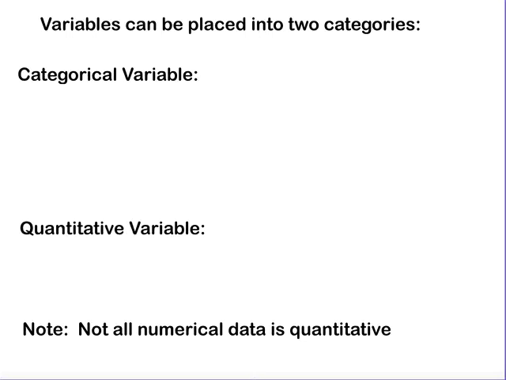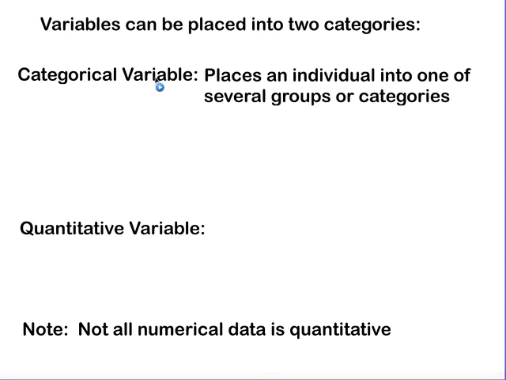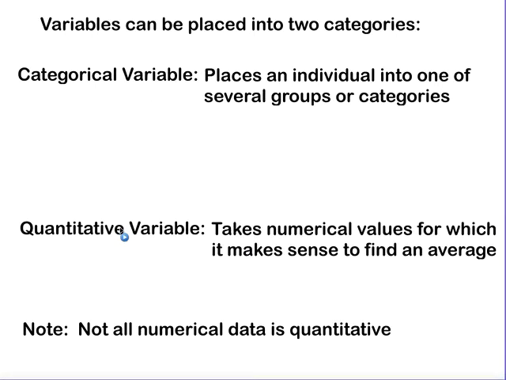Basically, your variables can be placed into two categories. You have categorical variables, which place an individual into one of several groups or categories. This would be like, do you have blonde hair? Are you a redhead? Do you have a job after school? Quantitative variables would be numerical values for which it makes sense to find an average. This would be like your GPA, your number of AP classes.